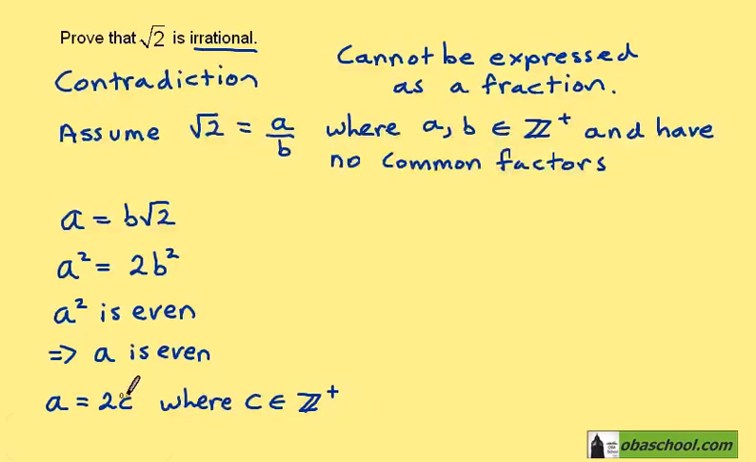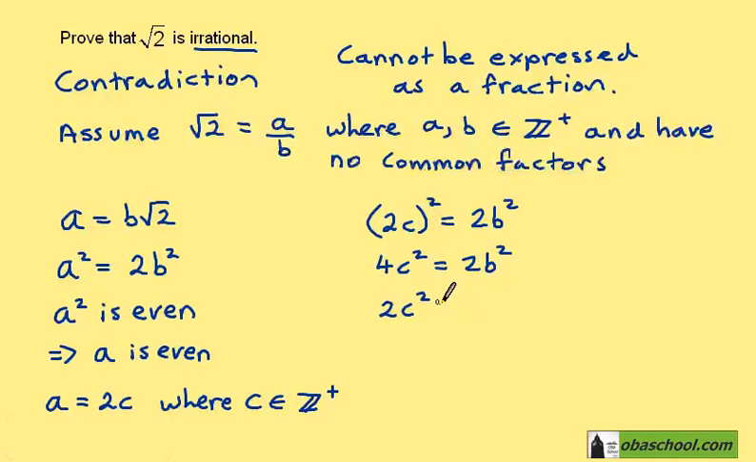If we now substitute this into here, this means that 2c all squared is equal to 2b squared. So 4c squared is equal to 2b squared, and this gives us 2c squared is equal to b squared. This tells us that b squared is even, and it follows from this that b is even. And here is our contradiction.